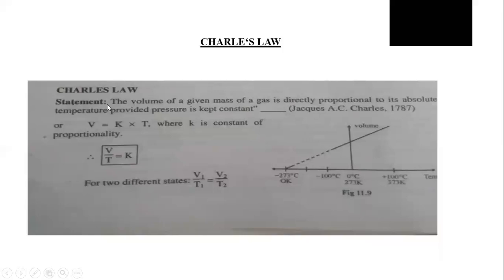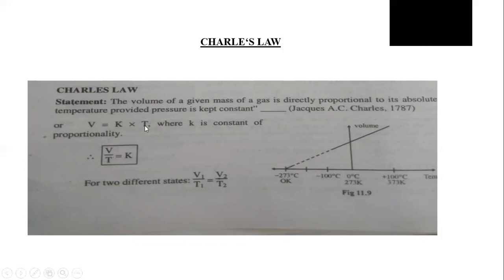Charles law. Statement of Charles law: the volume of a given mass of a gas is directly proportional to its absolute temperature provided pressure is kept constant. So mathematically we can write it as V is equals to K into T, absolute temperature. K is the constant of proportionality. So V upon T is equals to K.